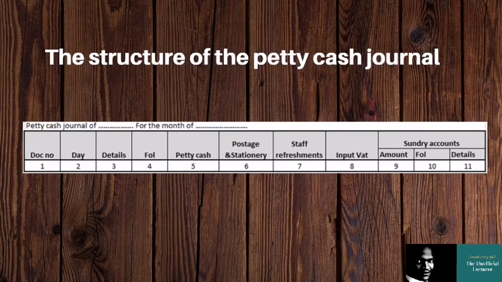Number 4, this column is only used when we make a payment to a creditor. This column will not be discussed here, since transactions with debtors and creditors are only discussed later in the course. Number 5 is petty cash. This is the amount. This is the main column of this journal. The VAT inclusive amount of the petty cash transaction must be recorded in this column at month end.